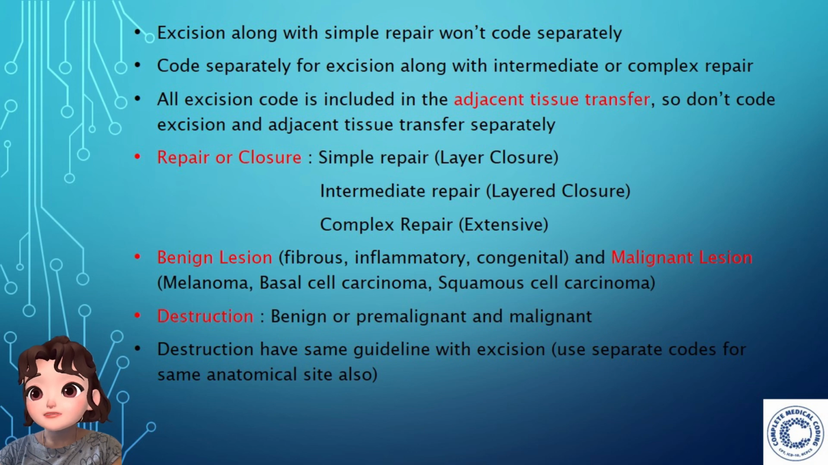Now, repair or closure. There are 3 types of repair. These are the other names: simple repair or layer closure, intermediate repair or layered closure, complex repair or extensive. Now, what about benign lesion? There are 2 different lesions, benign and malignant. Other names for benign are fibrous, inflammatory, congenital. If any of these words come up, it means it's a benign lesion. A malignant lesion can be melanoma, basal cell carcinoma, or squamous cell carcinoma.